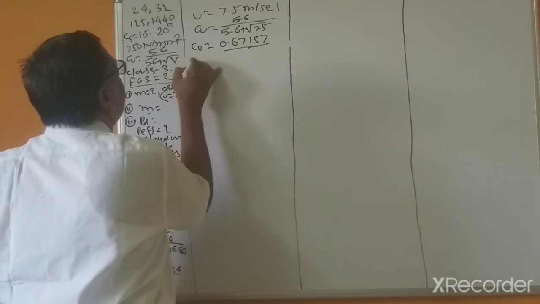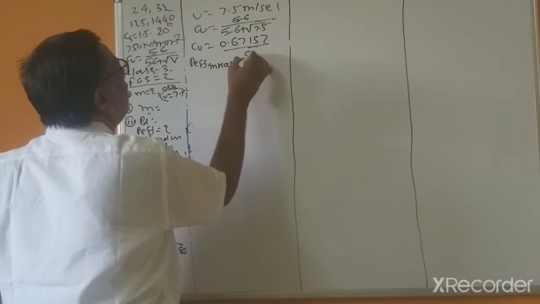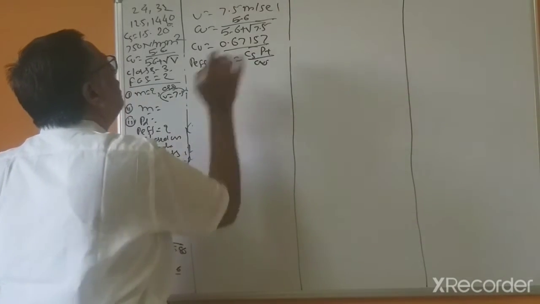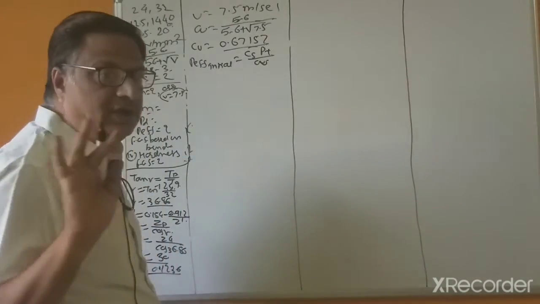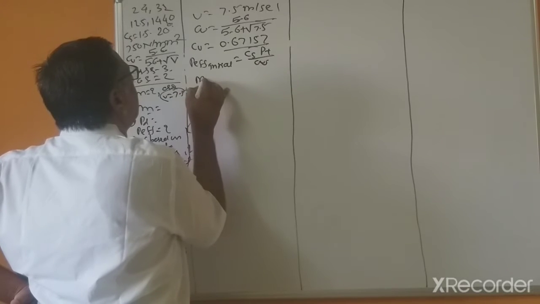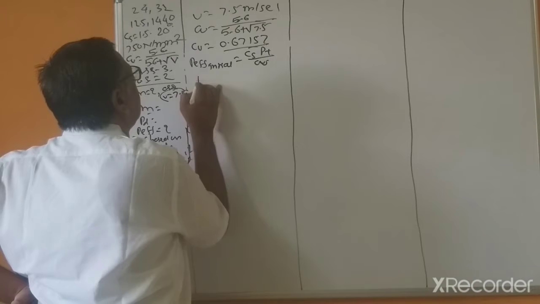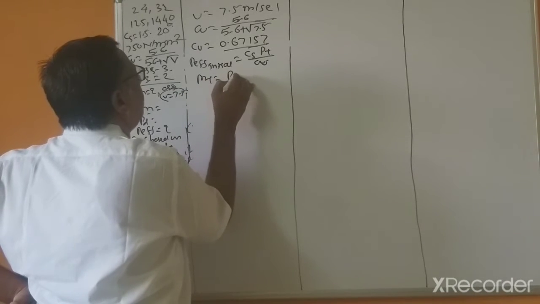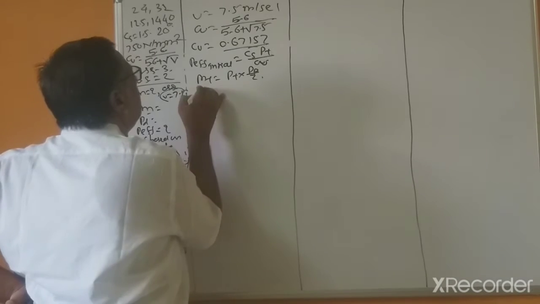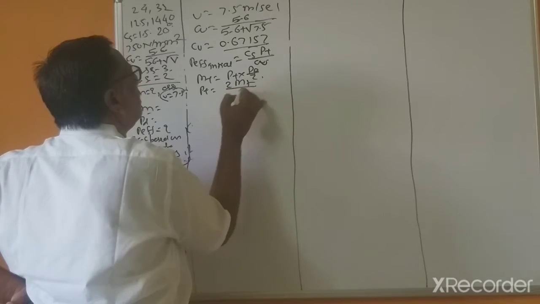So effective load in the initial stage equal to Cs Pt divided by Cv. So Cs is known, Cv is known, Pt is unknown. So Mt equal to Pt multiplied by Dp divided by 2. So Pt equal to 2Mt divided by Dp.